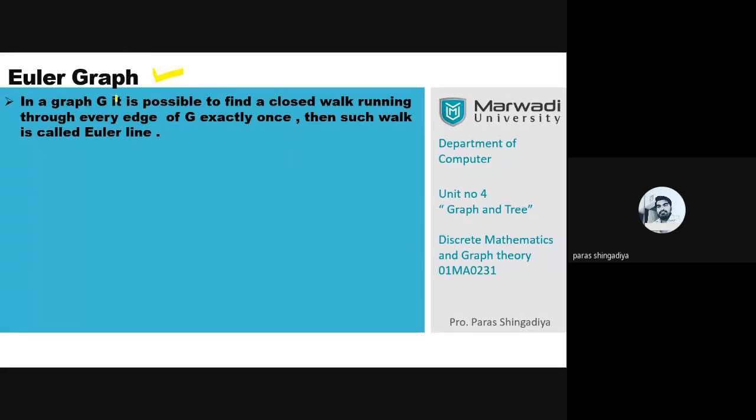So what is that graph? Is it possible to find a closed walk running through every edge of G exactly one? First you have to consider a closed walk. Closed walk means starting and ending are same.